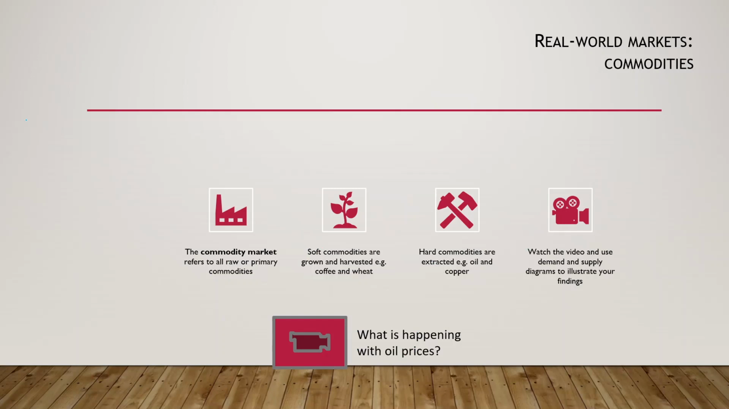Now, on real-world commodity markets: the commodity market refers to all raw primary commodities. Soft commodities are grown and harvested. Example, coffee and wheat. Hard commodities are extracted. Example, oil and copper.